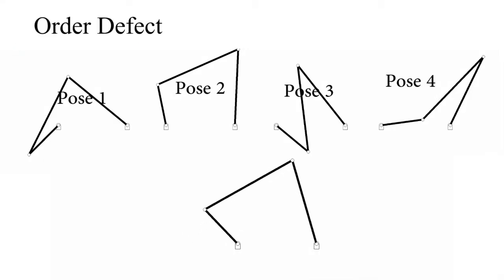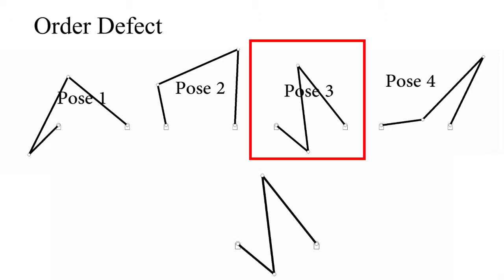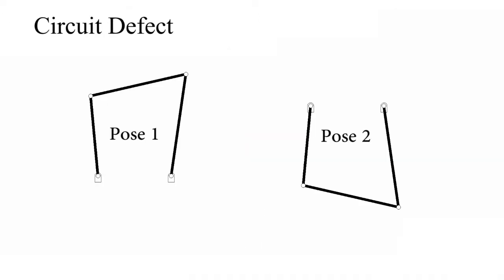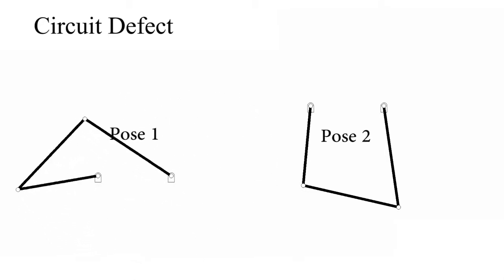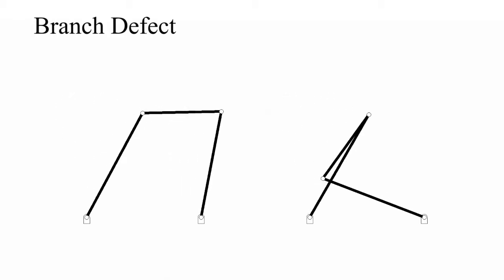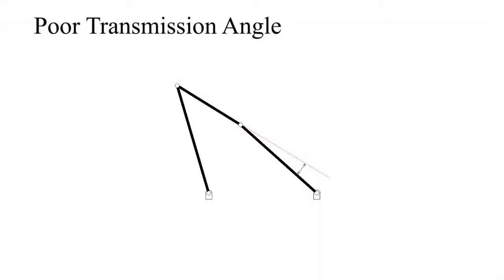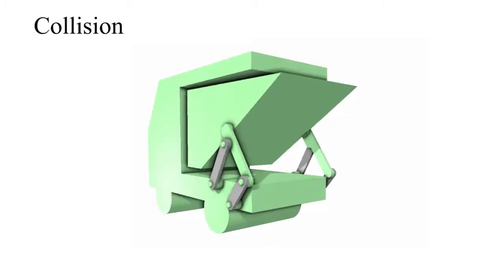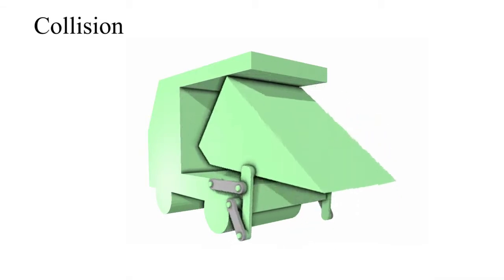When the mechanism does not traverse the poses in order, it is said to have an order defect. A circuit defect occurs when the mechanism cannot be moved between two poses without disassembly. When two successive links align during the animation, the mechanism can follow two different trajectories, causing the branch defect. Also, when they are nearly collinear, the force transmitted by the first link to the second vanishes. In addition, collisions between the rigid bodies or between links are checked.